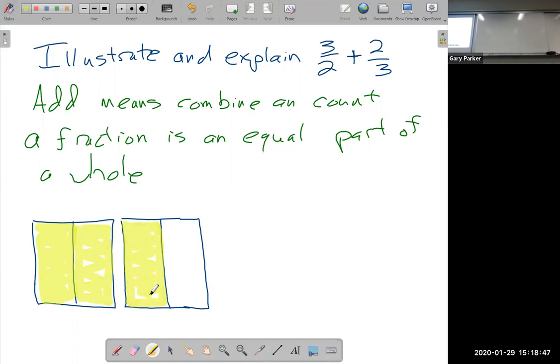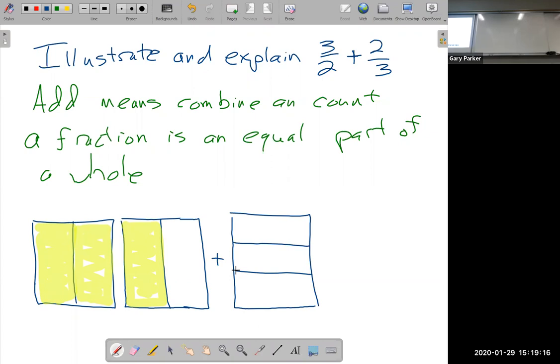Okay, so I want to combine that 3/2. I'm just going to put a little plus to indicate my addition, my combining. Now I have to draw 2/3. And my advice to you when you use the cakes is, once you draw the first one vertically or horizontally, go the other direction for the other one. So I'm going to go horizontal for the next one, thirds. So I cut thirds, and I want 2 of those.